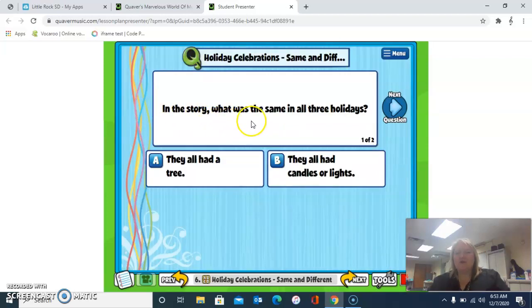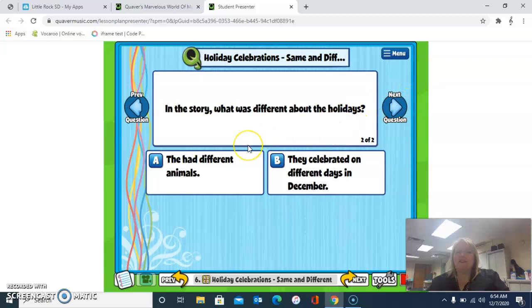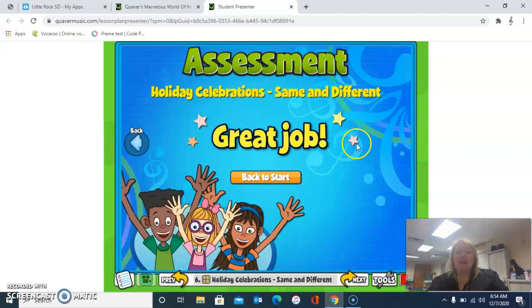In the story, what was the same in all three holidays? They all had a tree, or they all had candles or lights. So you'll have to watch the story to be able to answer the question. Then we're going to click next. In the story, what was different about the holidays? They had different animals, or they celebrated on different days in December. And then that's it. And you'll click the orange button. Yours will say submit. And then a green button will come up and you'll click OK.